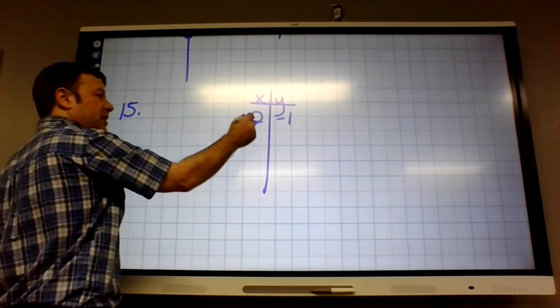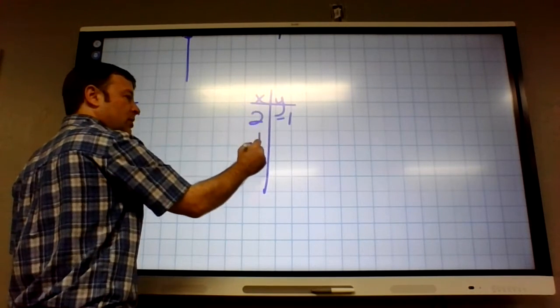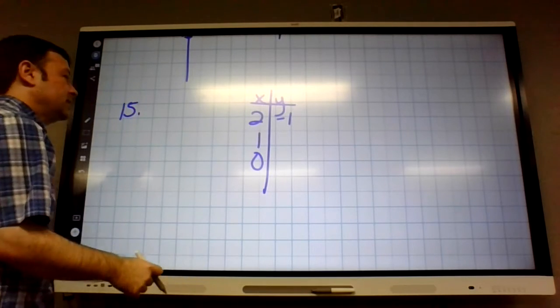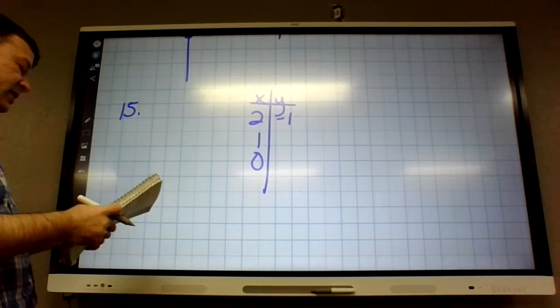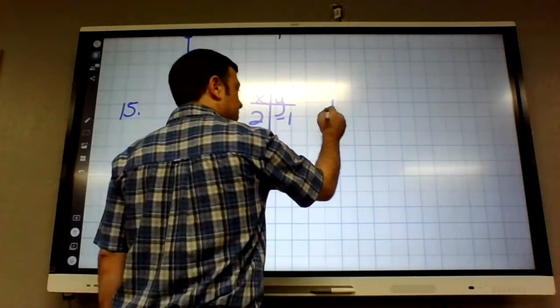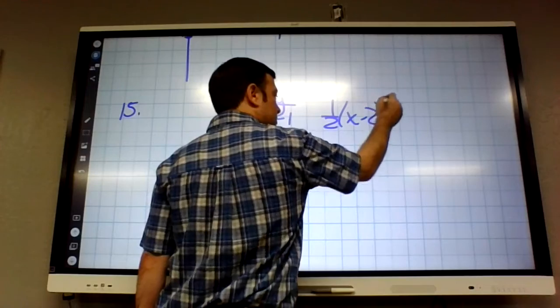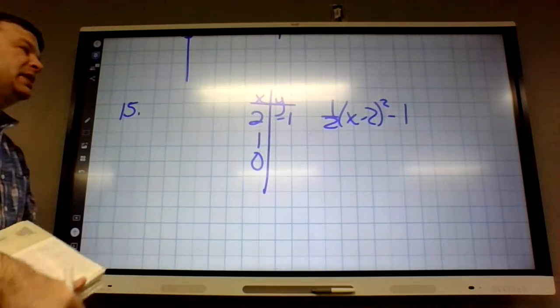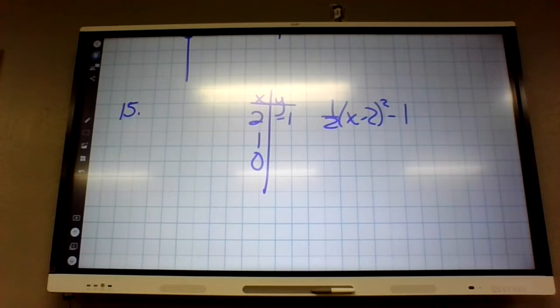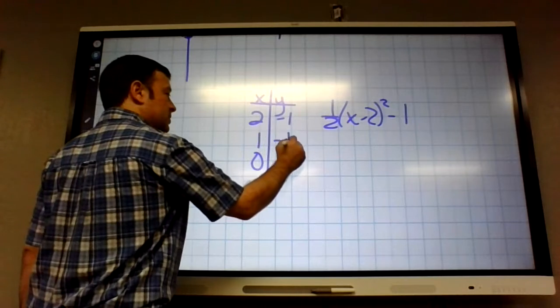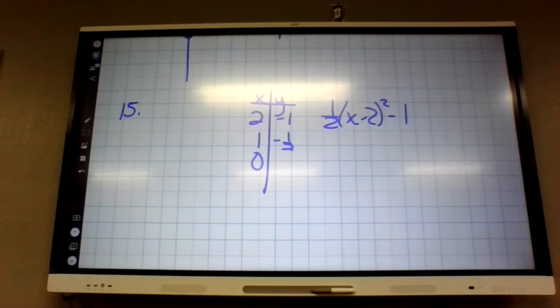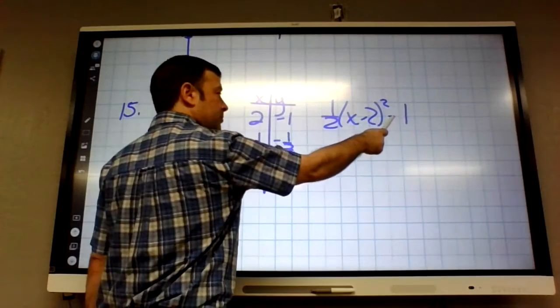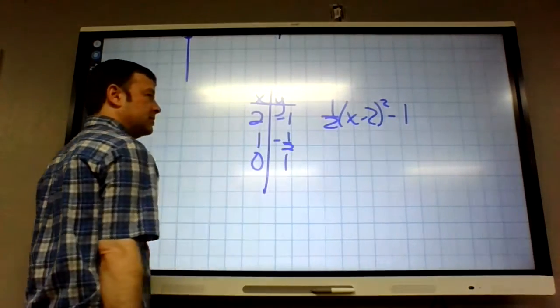1 and 0. Okay, yeah. I could plug in 3 and 4, or 1 and 0, just something close to 2. Okay, where am I plugging in? 1/2 times x minus 2 squared minus 1. If I plug in 1, I get negative 1 squared is 1, times 1/2 is 1/2, minus 1, negative 1/2. If I plug in 0, 0 minus 2 is negative 2, squared is 4. 1/2 of 4 is 2, minus 1, 1.